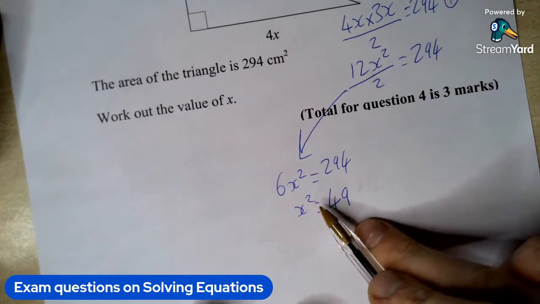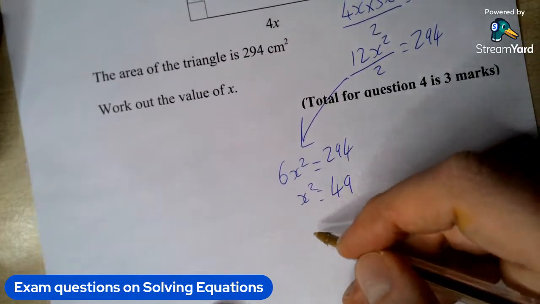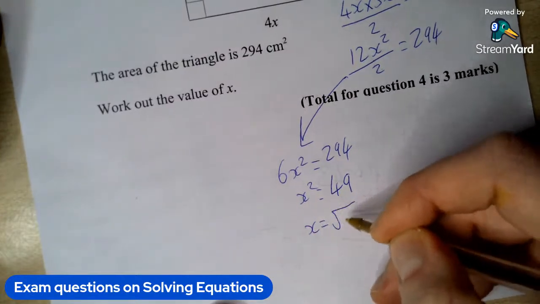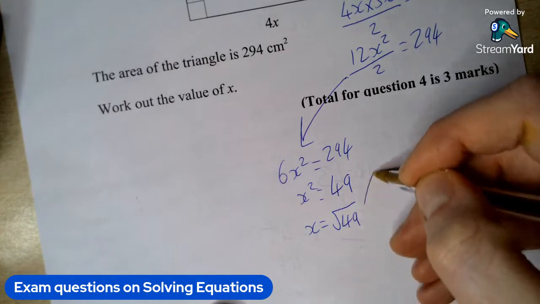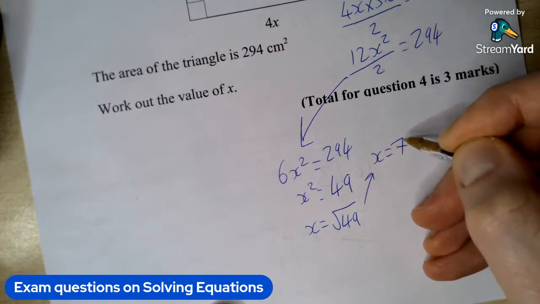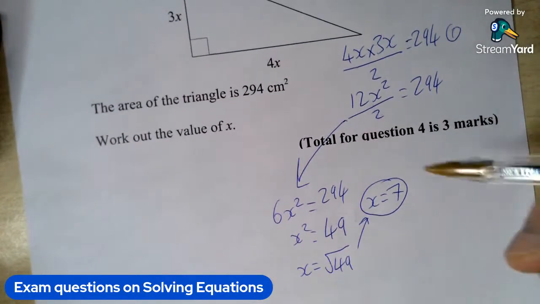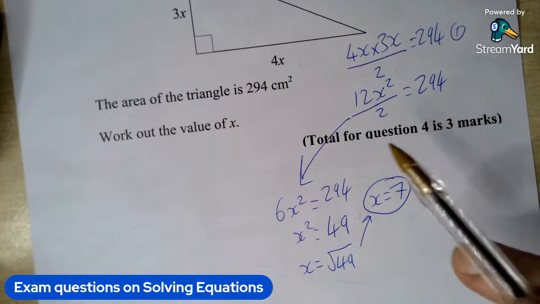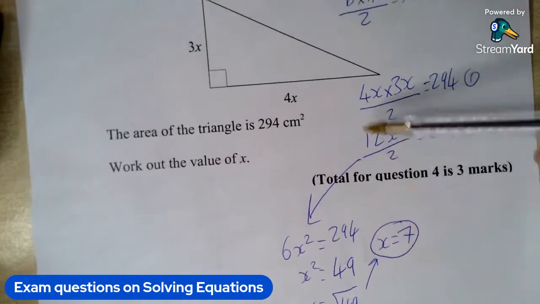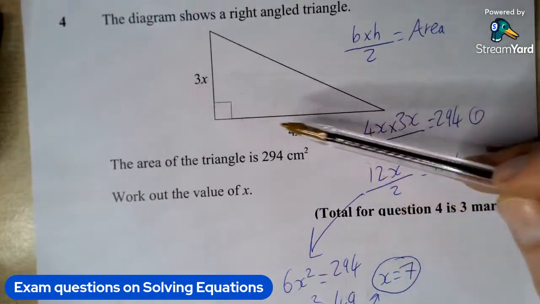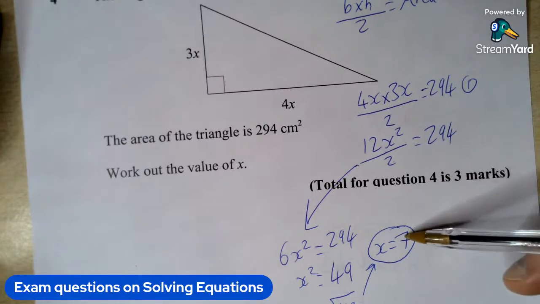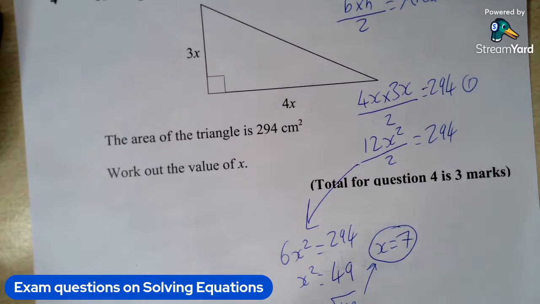And then something squared equals 49. So then that'll be the square root of 49. So then x equals 7. Now, those that were really clever might point out when you square a number, it can be positive or negative, which is true. However, in this example, because it's lengths, you can't have a negative length. So in this example, the answer is 7 because you cannot have a negative length.